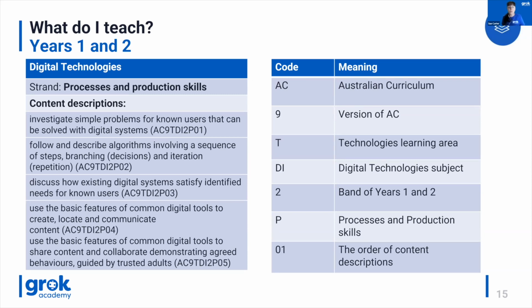We then have the number 2, and for us today, that's our band of years 1 and 2. And then the letter P, and P is referring to the strand of processes and production skills. And then you'll find a number, 01 or 02, 03, 04, 05. These are the order of the content descriptions. Now, we don't have to address them in that order, but that's the order that they're presented in the Australian curriculum.